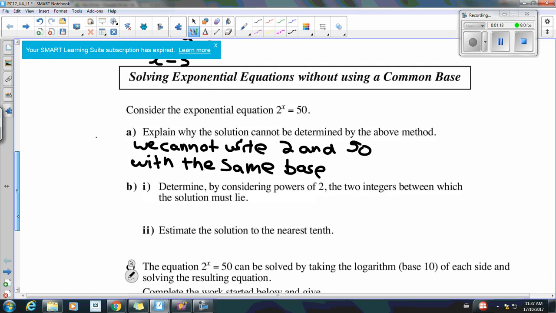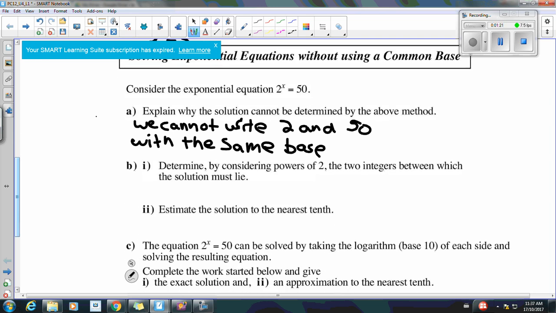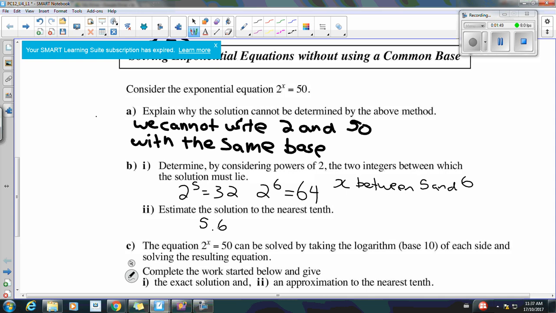So, determine by considering powers of 2 the two integers between which the solution must lie. So we can come up with an estimate. If we know that 2 to the 5 is 32, and we know that 2 to the 6 is 64, that tells us that x will be between 5 and 6. Because we know that 50 is between 32 and 64. So estimating to the nearest tenth, well, maybe you say 50 is a bit closer to 64, so I'm going to decide that this is going to be about 5.6.